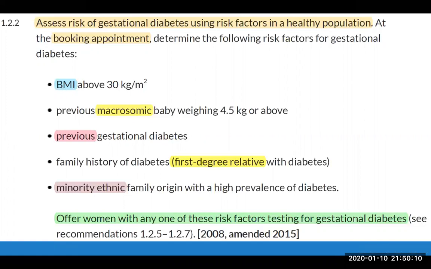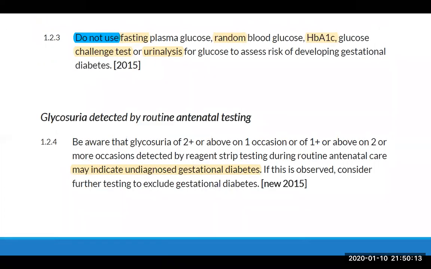When to screen is very important because it differs according to the risk factor. How to screen? They didn't recommend fasting or random glucose, or hemoglobin A1C, or a glucose challenge test, or urine analysis. The only recommendation is the oral glucose tolerance test with 75 gram anhydrous glucose. This is the only recommendation to screen for GDM. Fasting and 2 hours.